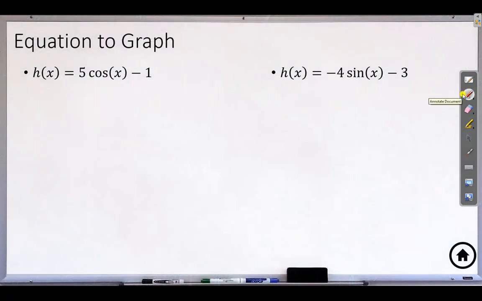Here we've got two equations, and we will turn them into graphs. First, again, it's important to identify all the characteristics. We've got a 5 in front. That will be our amplitude. And we've got a negative 1 in the back. That will be our midline. I should make that an equation. y equals negative 1 to be very precise there. It is a horizontal line after all. So y equals negative 1. So now let's draw this graph.